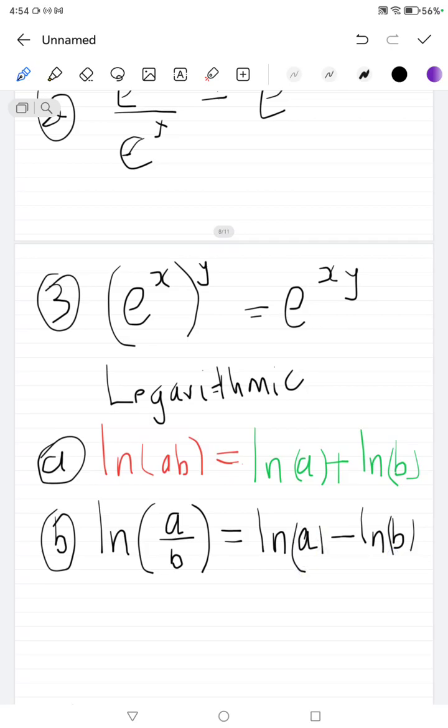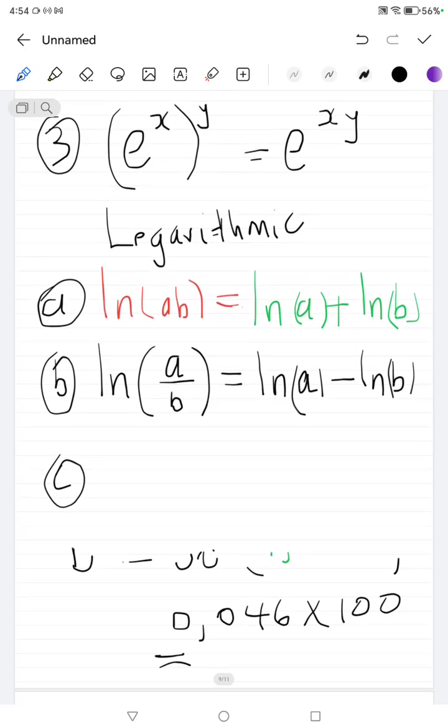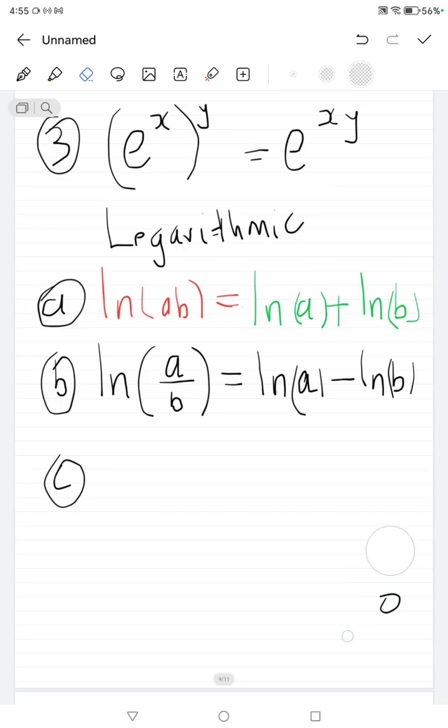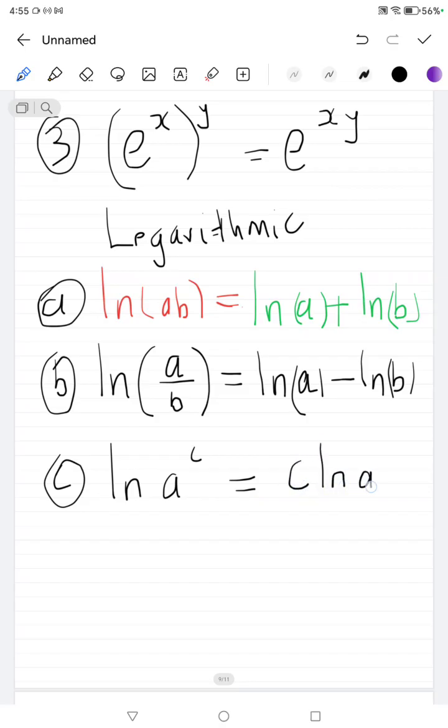Then the third one, which is the most popular one, they like this type of example because maybe most students just miss it out. You have ln of a to the exponent c. This is the one where you are allowed to bring the c down. You can have c ln of a. Then I think that's all.